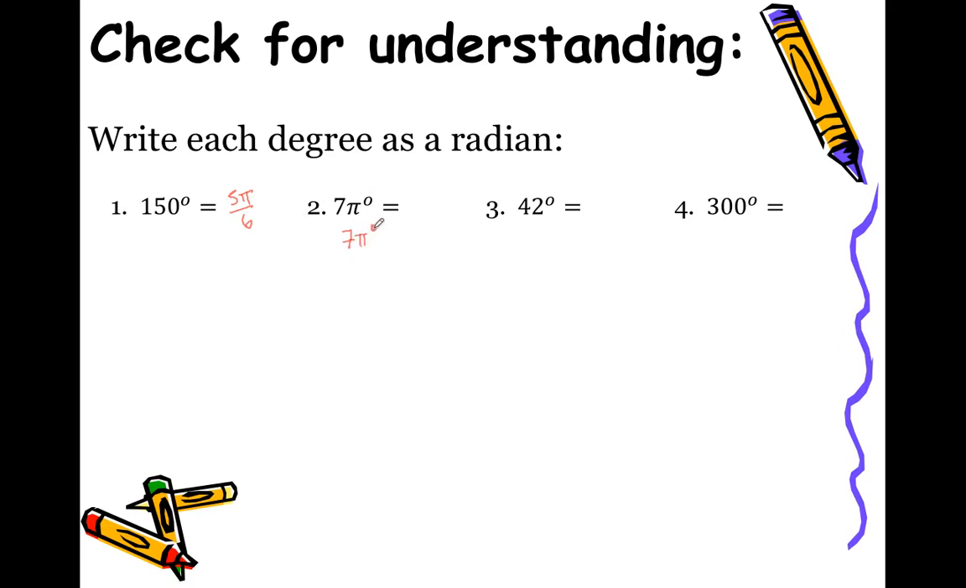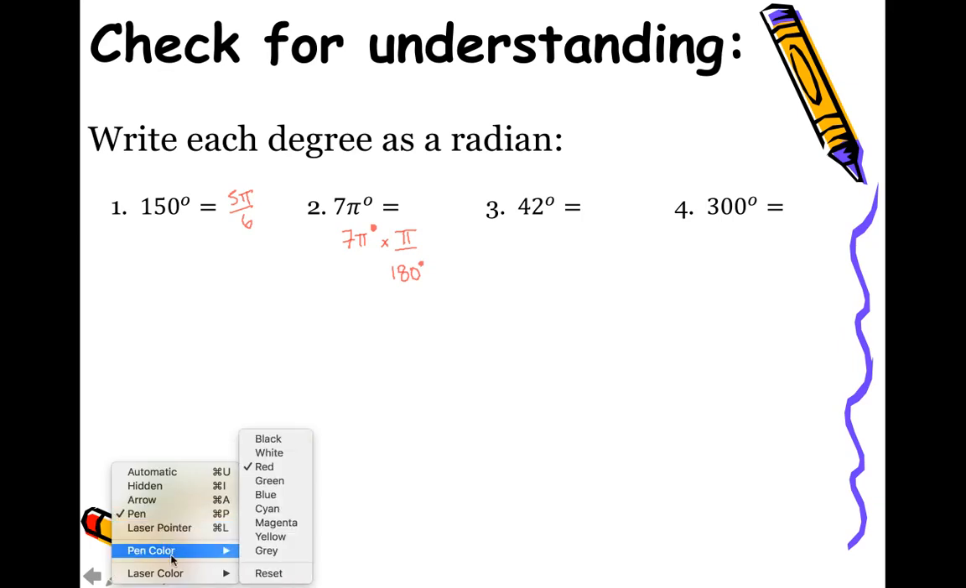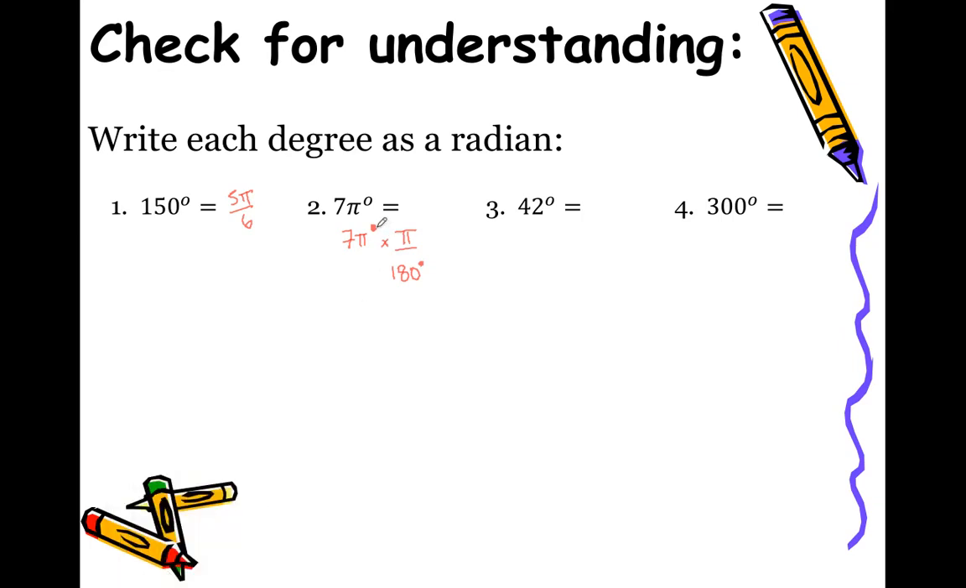7 pi degrees times pi over 180 degrees. So right here, this is what I mean by the units canceling. Those degrees are going to cancel. And I'm going to be left with 7 pi squared. That's fun. Over 180. That's your answer.